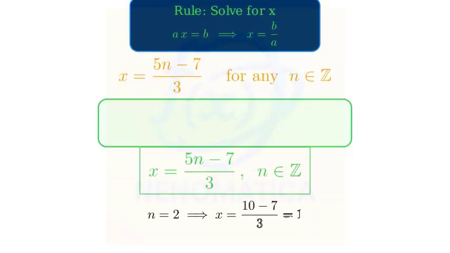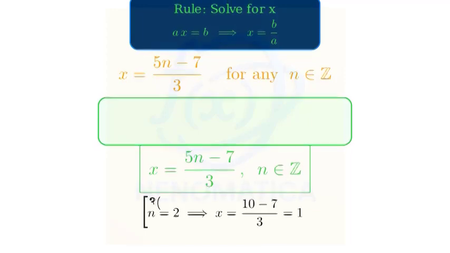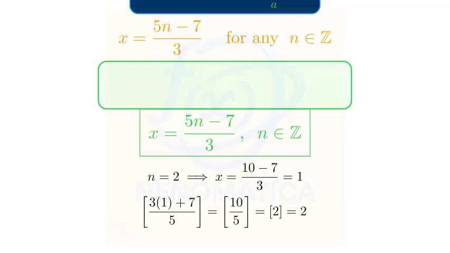Quick check. If n equals 2, then x equals (10 minus 7) over 3, which is 1. Plugging back gives (3 times 1 plus 7) over 5, which is 2, an integer. So the bracket equals the same value.